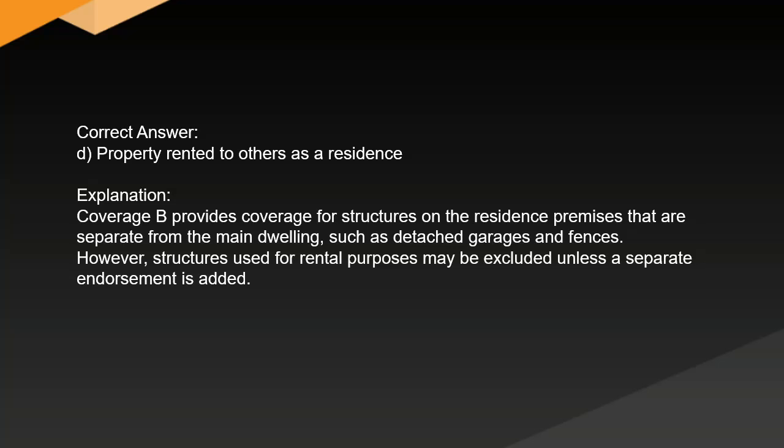Explanation. Coverage B provides coverage for structures on the residence premises that are separate from the main dwelling, such as detached garages and fences. However, structures used for rental purposes may be excluded unless a separate endorsement is added.